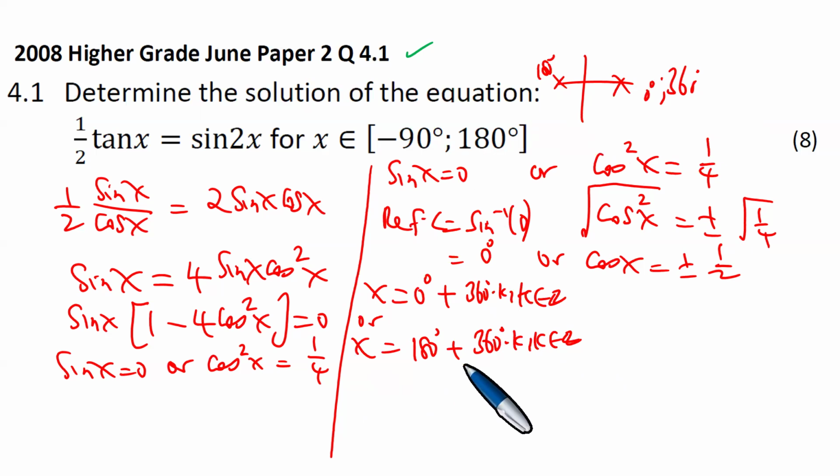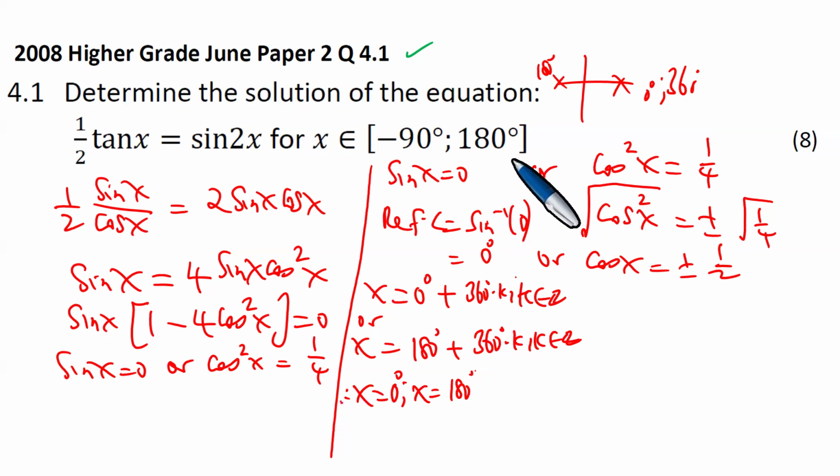Now, for this part, what are we able to achieve? We're able to achieve that x equals 0 degrees, and x equals 180 degrees. Now you can vary the k values here. When k is 0, 0 plus 0 degrees becomes 0 degrees. But if k is 1, it's 360 degrees plus 0, which is 360 degrees.